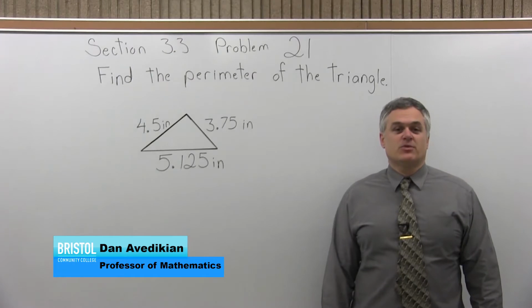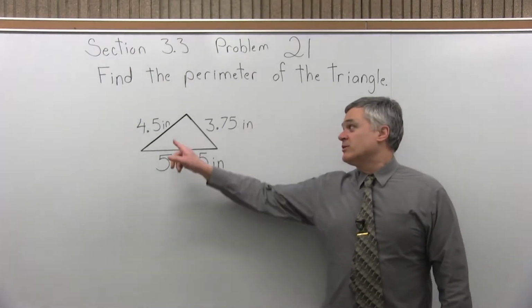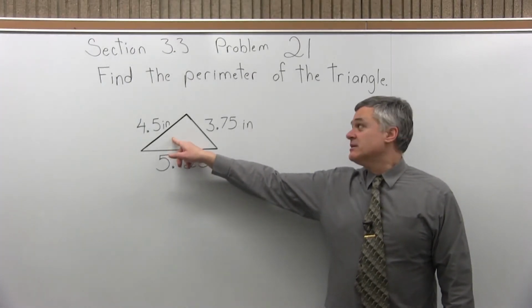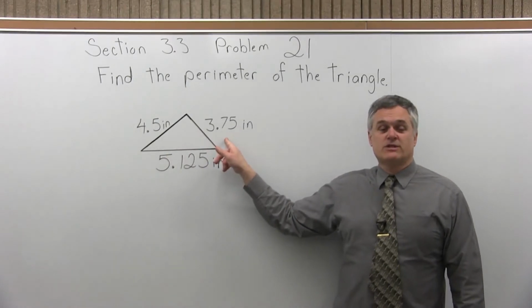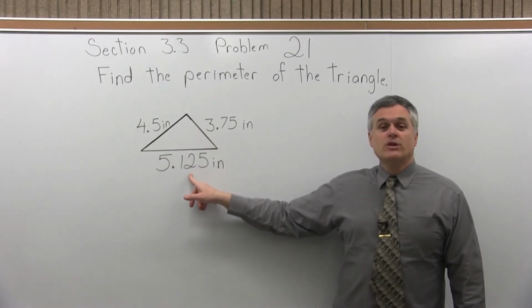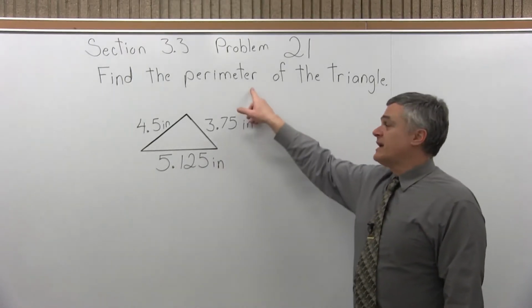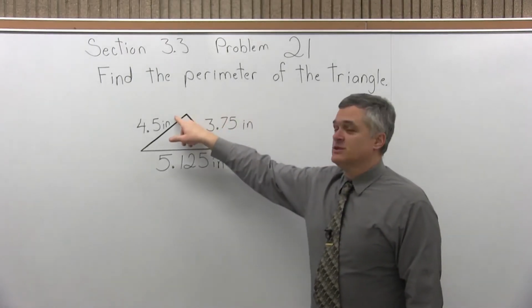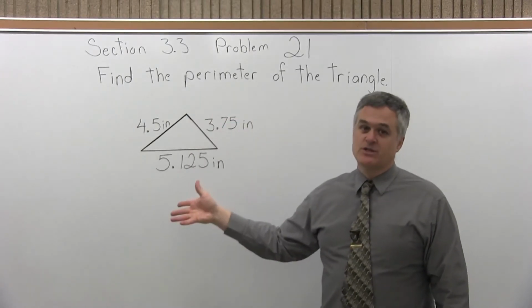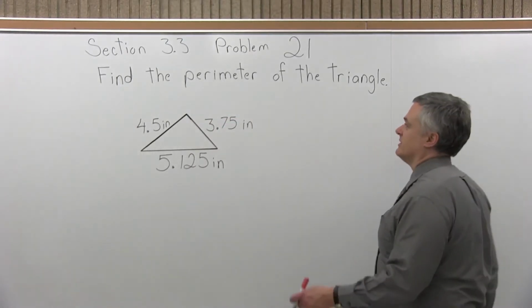It says find the perimeter of the triangle. And we have a triangle with 4.5 inches on one side, 3.75 inches on the other side, and 5.125 inches across the bottom. So when the question says find the perimeter, what they're really asking us to do is find the distance all the way around the edges of the triangle. So we just have to add the numbers together.